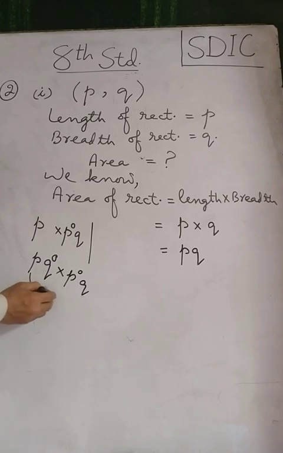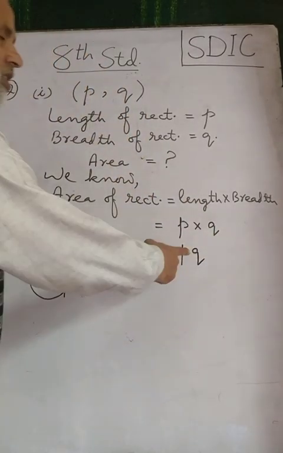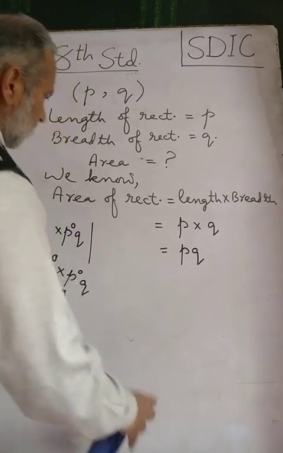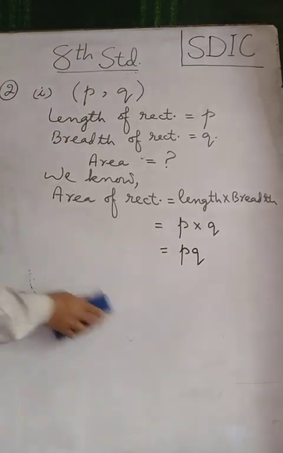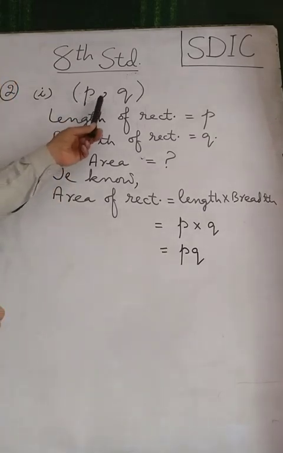We multiplied earlier the first part of the variable part with base P. We got power 1. Now use base Q. Powers will be added in multiplication. Again that is 1. So it is Q raised to power 1. The result therefore is P into Q. This is the area of that rectangle which has length as P, breadth as Q.